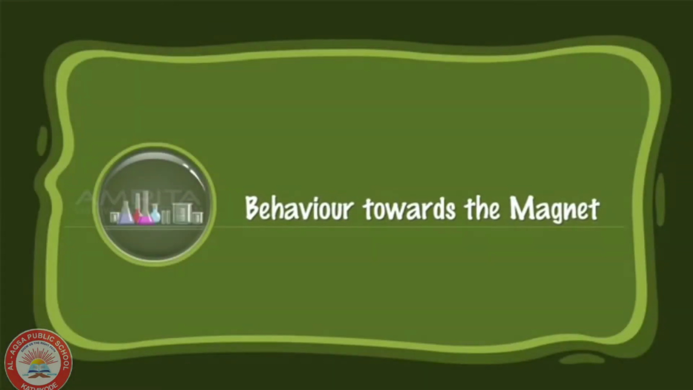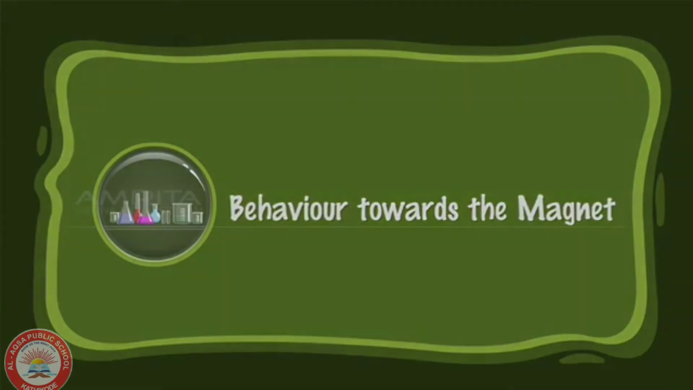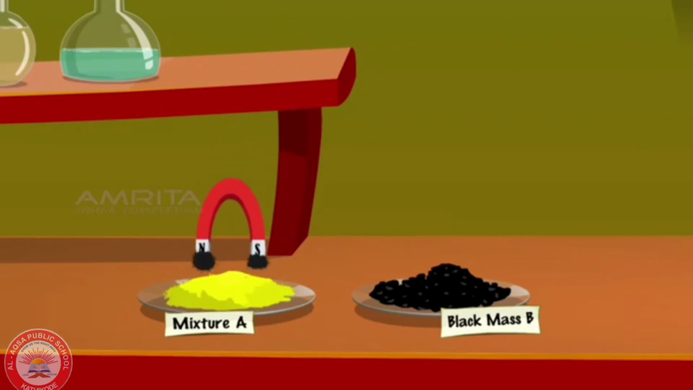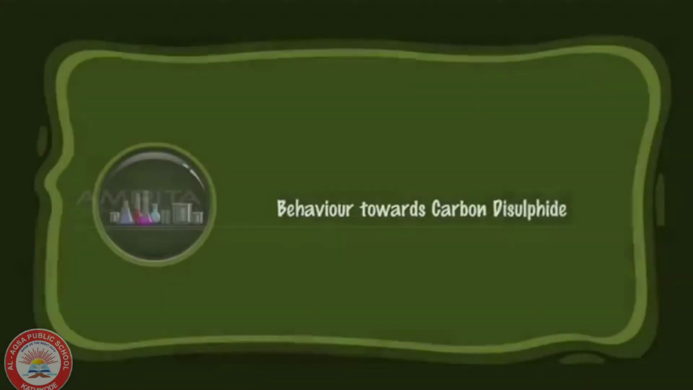The next one is behavior towards the magnet. For this, we have to take mixture A and black mass B in different watch glasses, and we have to take a magnet. In the first one, we place the magnet over mixture A, and you can see that the iron filings are attracted towards the magnet. That means here iron filings show their property. But if you place this magnet above black mass B, we cannot see any particles attracted there. Okay, so that is a compound.